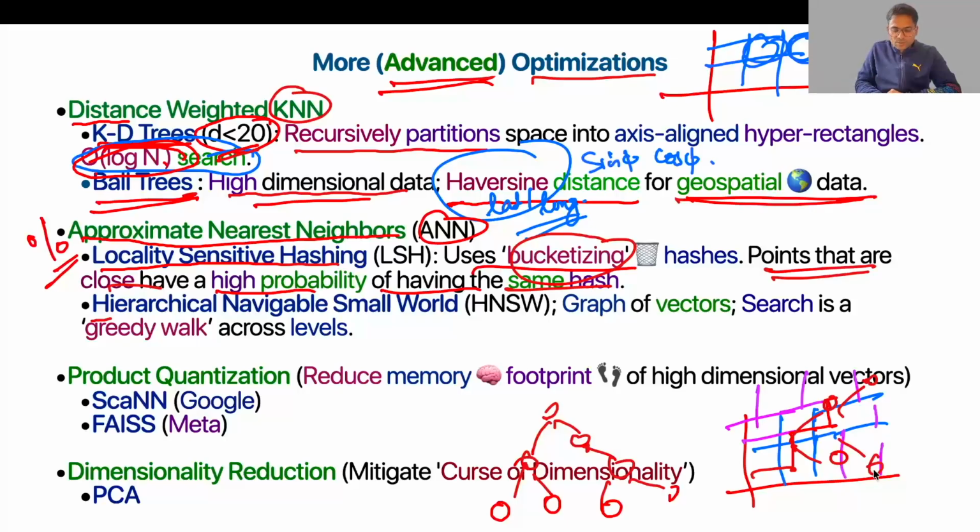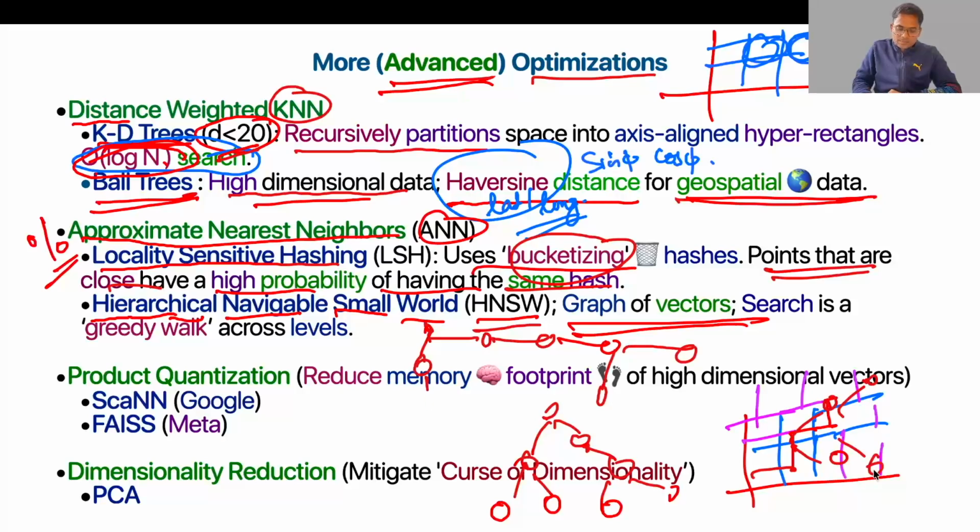And then there's something called hierarchical navigable small world, HNSW. Here we create a graph of vectors, a graph-like structure like this, it's not a tree. And then we do breadth first search, across a greedy walk. We try finding the nearest neighbor, going level by level. We do breadth first search and a greedy walk to find the neighbors. So these are hierarchical navigable small world graphs. Even FAISS uses this internally.